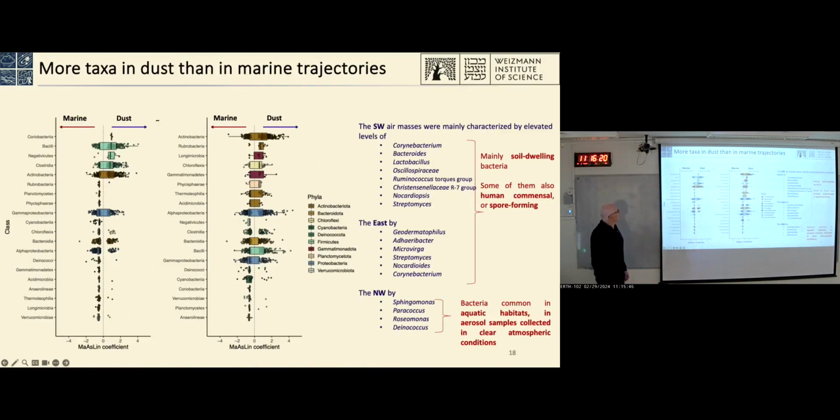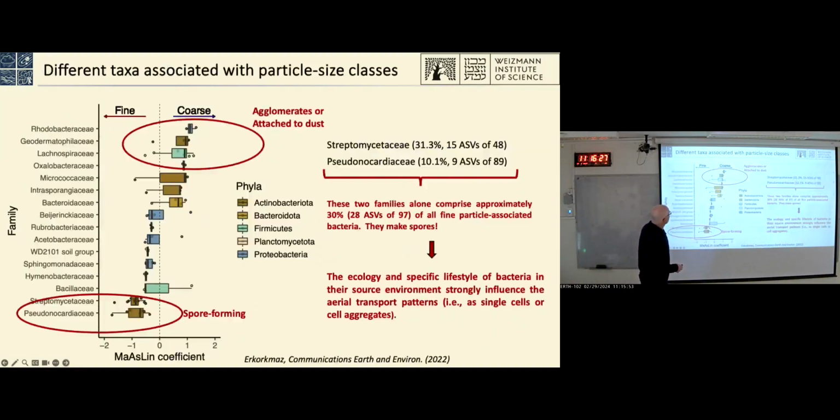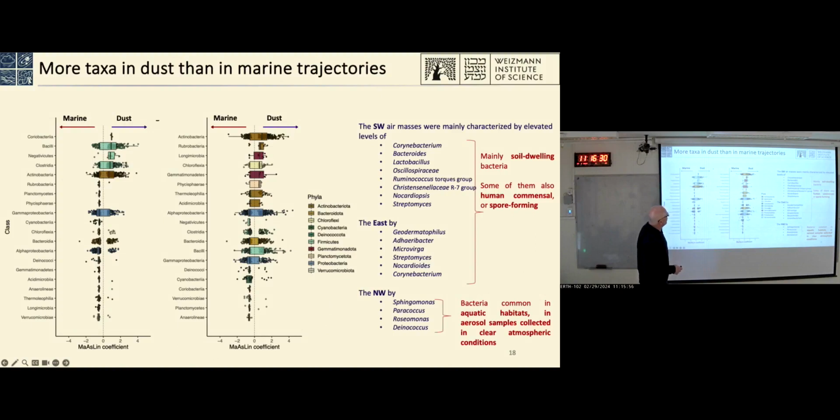We can also look at which types are there, and we can see that we have a lot of soil-dwelling bacteria. So we can see in the southwest, in the Sahara, and in the eastern trajectories, a lot of soil-dwelling bacteria, which makes a lot of sense. And some of them are actually human and agricultural pathogens. We will look later on these pathogens.